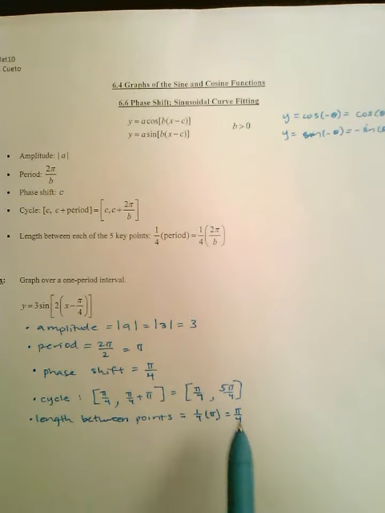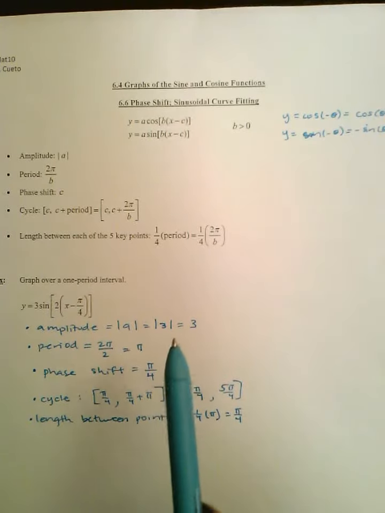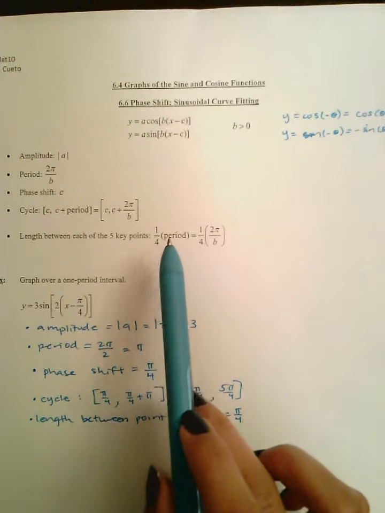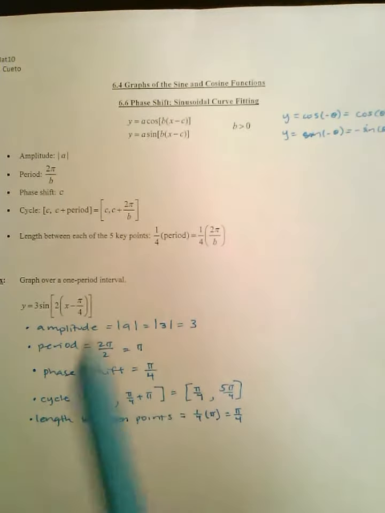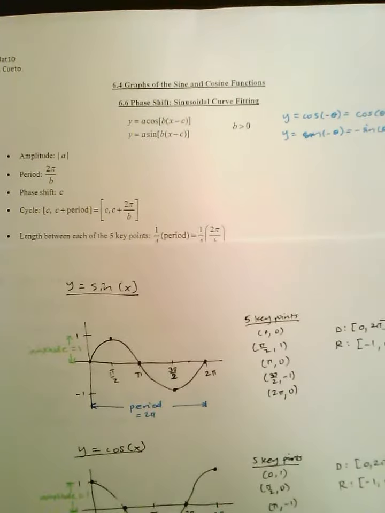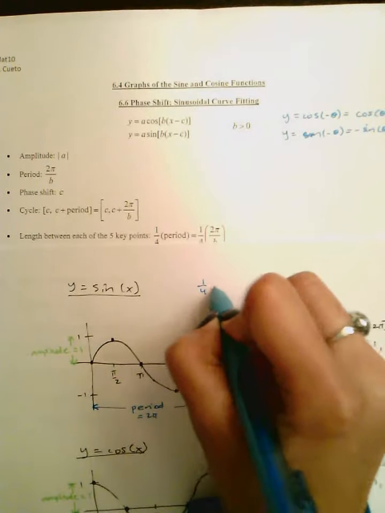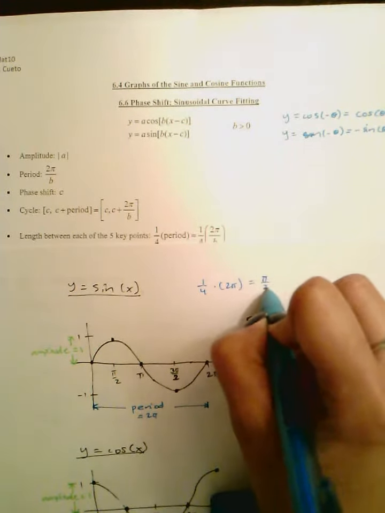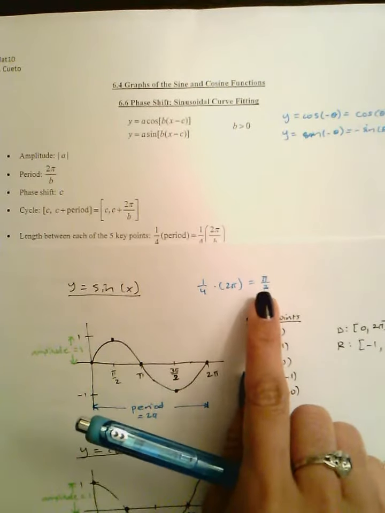Had I done this for the original sine function, let's go ahead and do that for the original one. 1/4 times the period, we said the period was equal to 2 pi. So let's go ahead and simplify. 1/4 times the period of 2 pi is equal to pi over 2. So the distance between each point is equal to pi over 2.